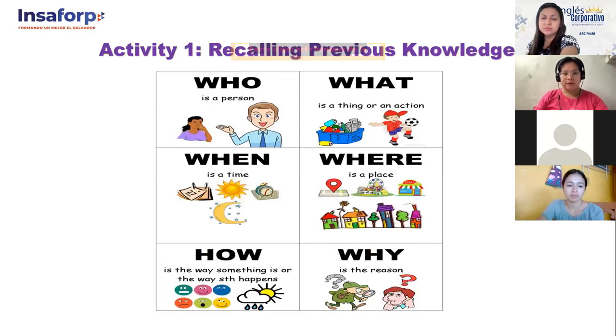Remember that who, we use it to ask for a person. What, to ask about a thing or an action. When, to ask about a time. Where, about a place. How is the way something is or the way something happens. And why is the reason why. Also, we have how often, which means con cuánta frecuencia o cuán a menudo, the frequency. How long, quiere decir cuánto dura, it's about duration of time.